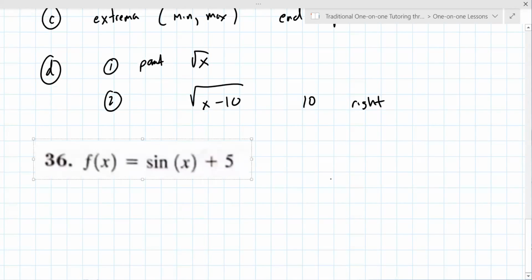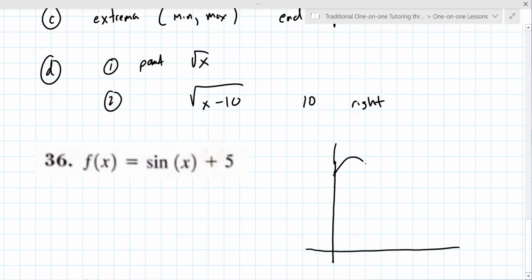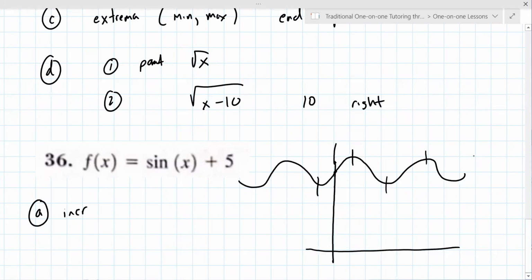Okay, so the graph of this, sine x plus 5. You can get a calculator if you need, or Desmos or something, but you go up 5 and it just sits there and it oscillates forever. A is where it's increasing or decreasing. This one's kind of tough because it's increasing here and here, and then it's increasing from here to here, and so on. So it's increasing on an interval. Now it's increasing from minus pi over 2 to pi over 2. That's this point to this point.